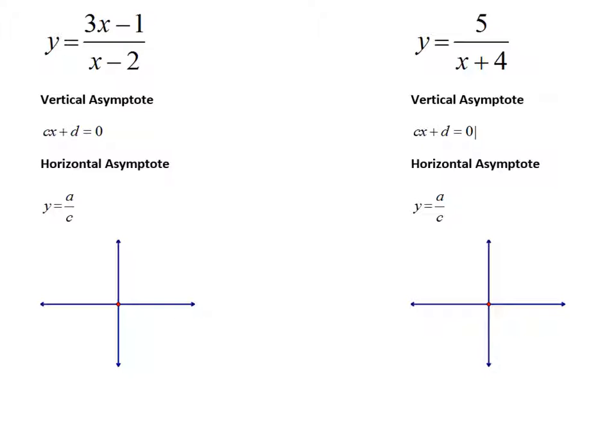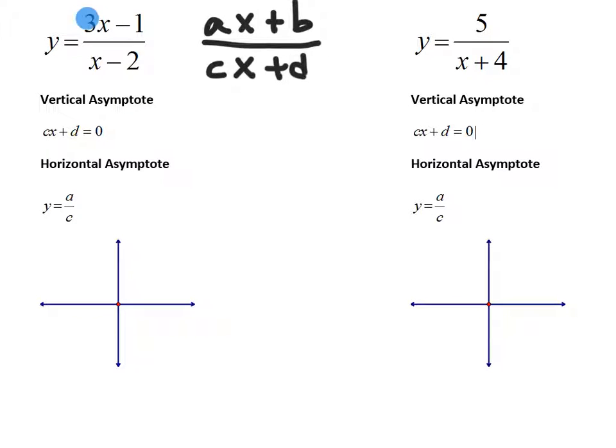So these are two examples of the more basic variety of this, and this is mostly what we're going to study. This rational function is in the format of ax plus b over cx plus d. Now what we mean by that is that, for instance, the 3 would be like the a, the -1 would be like the b, the 1 here would be like our c, and the -2 would be like our d value.